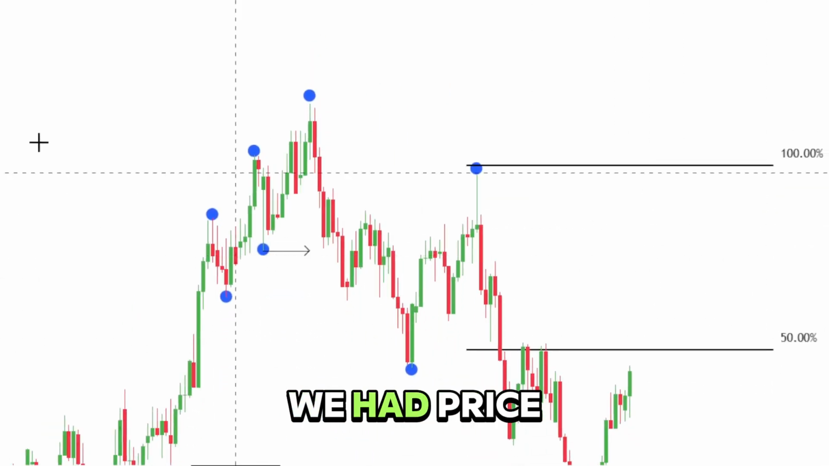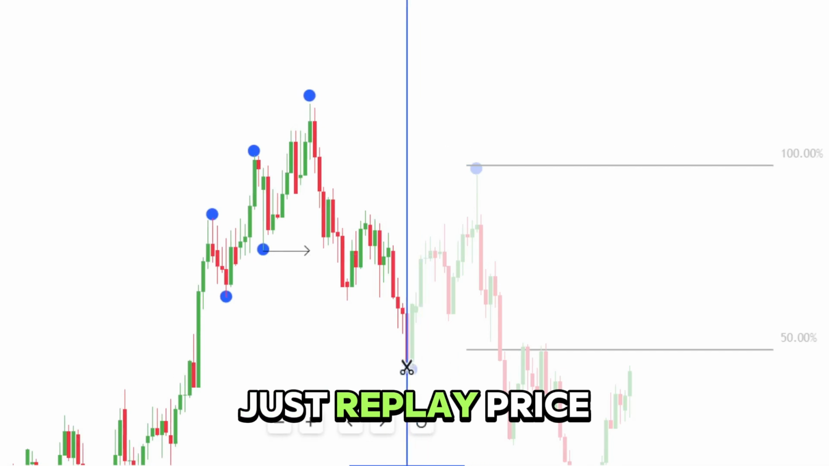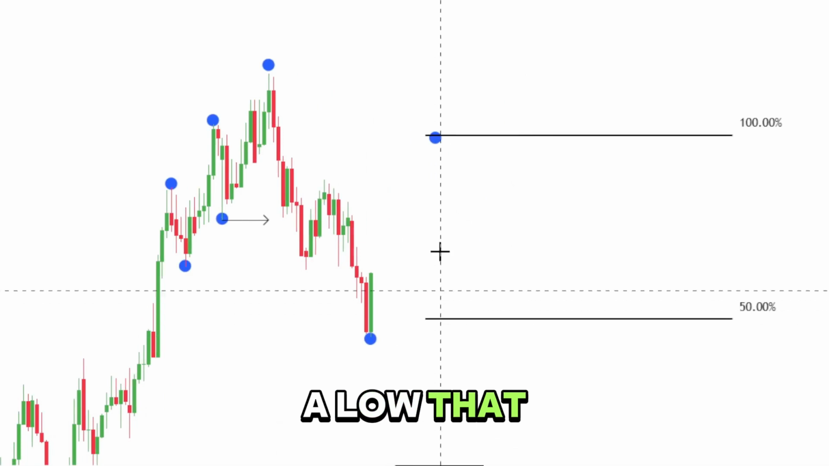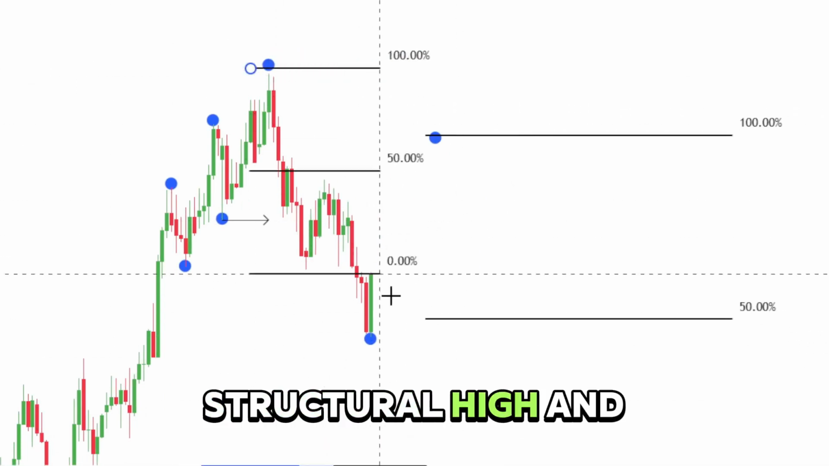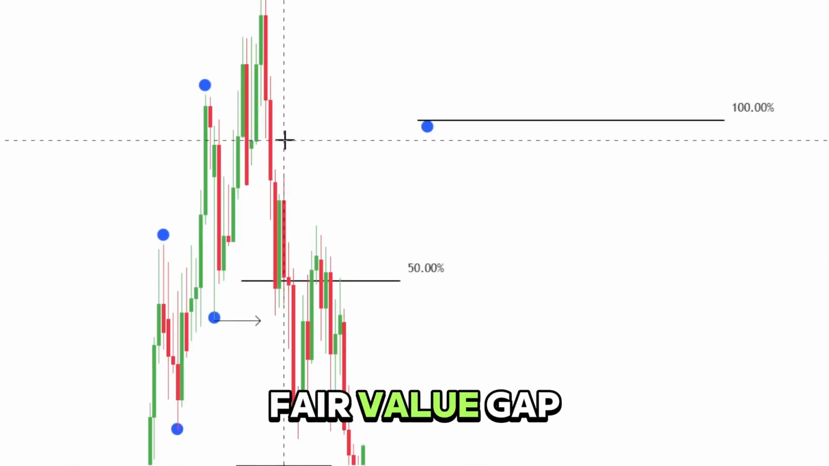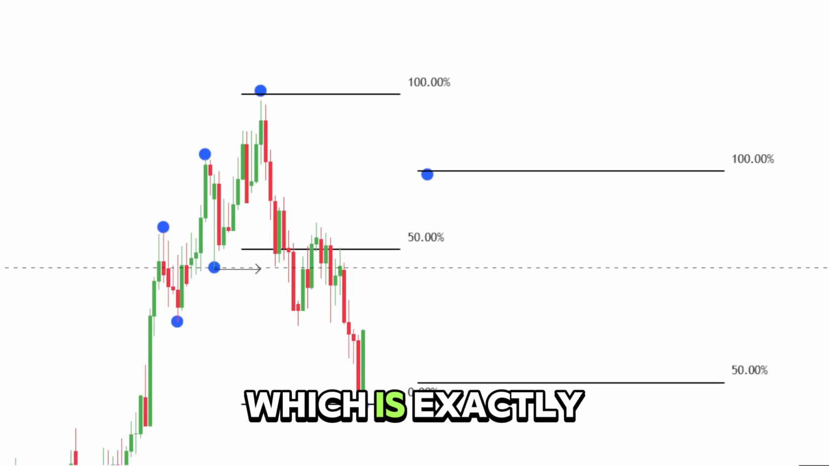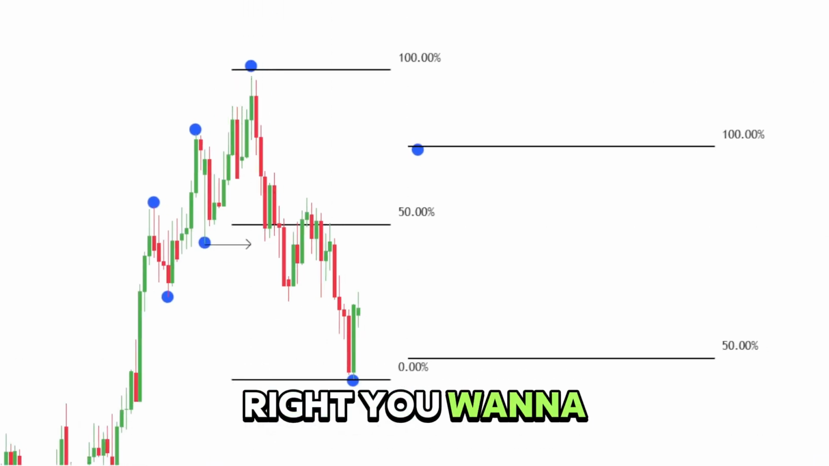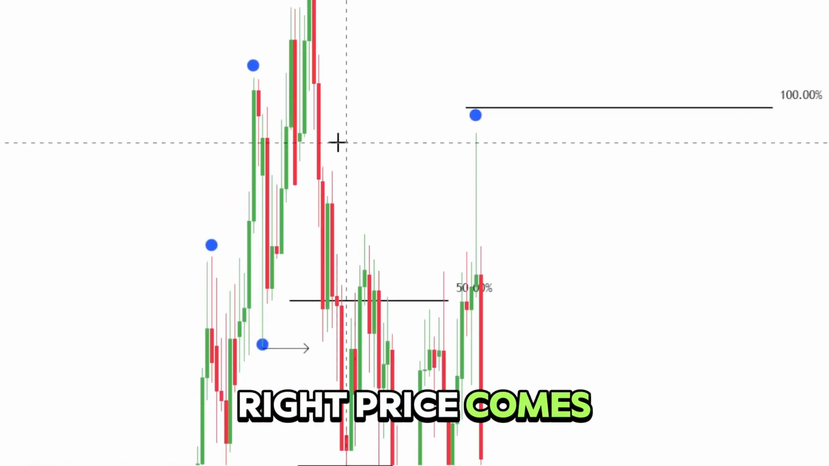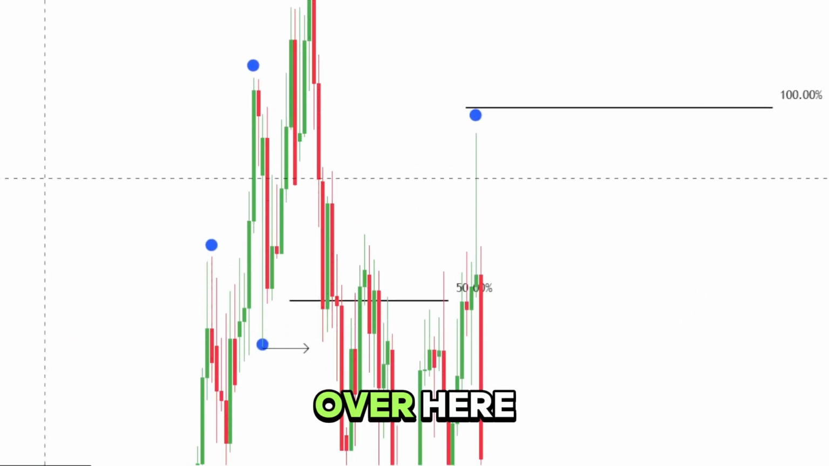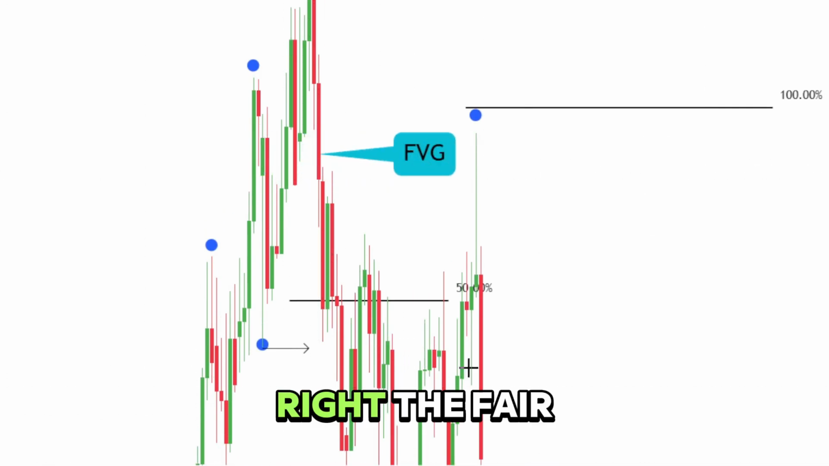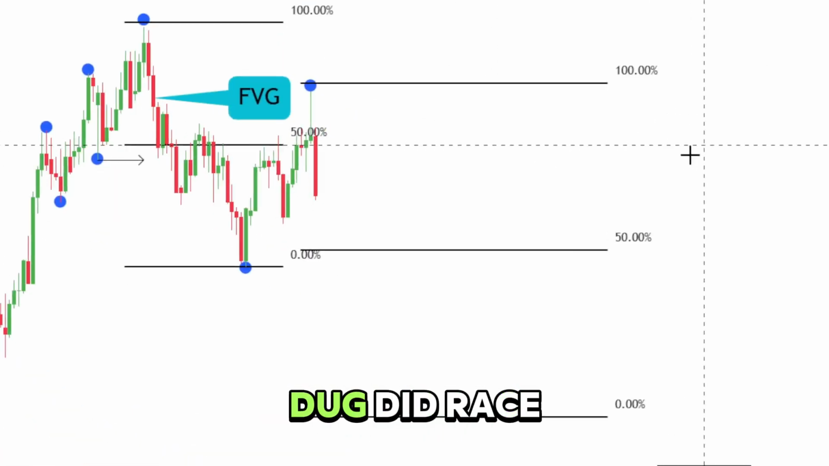So again, we had price giving us, let's just replay price again. When we had a low that got produced over here, again, we had a structural high and we have a structural low, right? So notice how from here we had price filling in the fair value gap or the inefficiency over here, which is exactly what you want to be looking for, right? You want to see price come in. You want to see price come into a premium in this case, right? Price comes in, fills the majority of this inefficiency over here. As you can see, fair value gap or FVG filled, right? The fair value gap was filled over here, and then price did race lower, right?